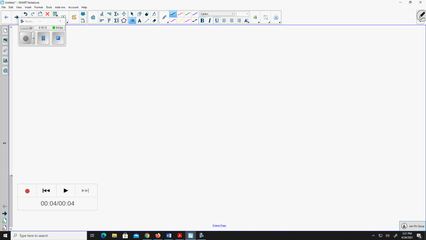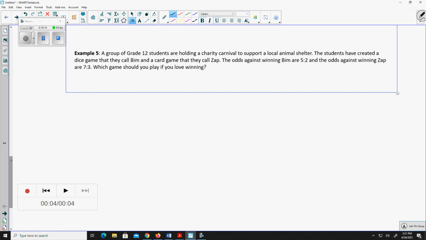All right, well, where do we go? All right, last example. A group of grade 12 students are holding a charity carnival to support a local animal shelter. Isn't that sweet? The students have created a dice game that they call BIM and a card game that they call Zap. Now, the odds against winning BIM are 5 to 2, and the odds against winning Zap are 7 to 3. Which game should you play if you love to win?